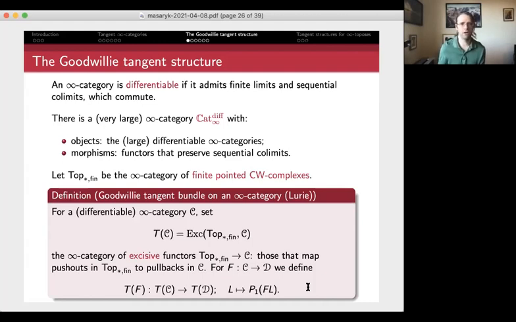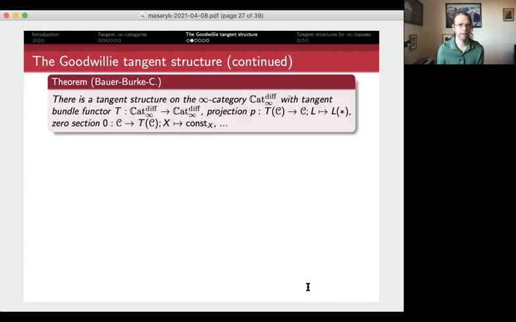Okay, but that is our tangent bundle functor, and that's the basis, or the starting point, for the tangent structure. All right. Well, here is our theorem then. The theorem is that the tangent bundle functor on the category of differentiable infinity categories extends to a full tangent structure in the sense that we described before.